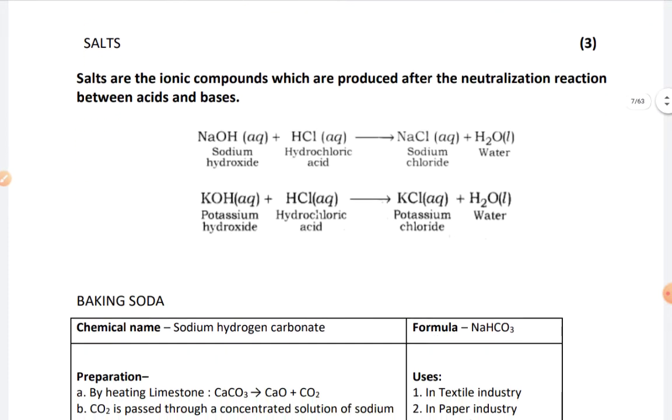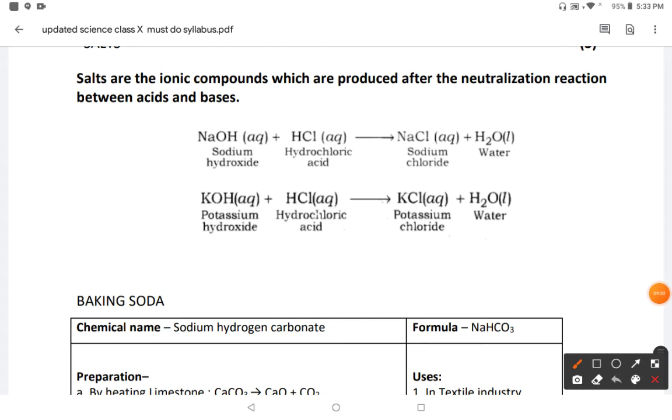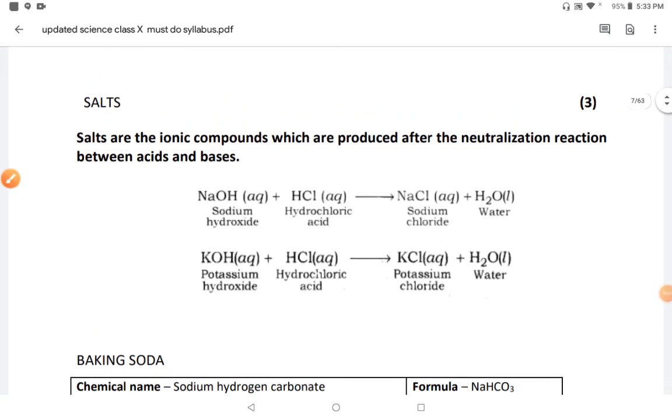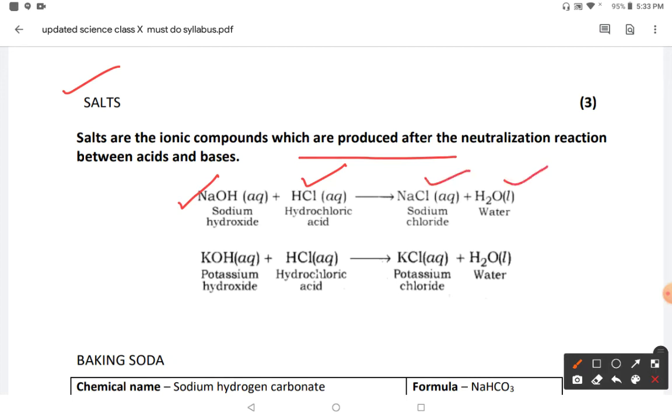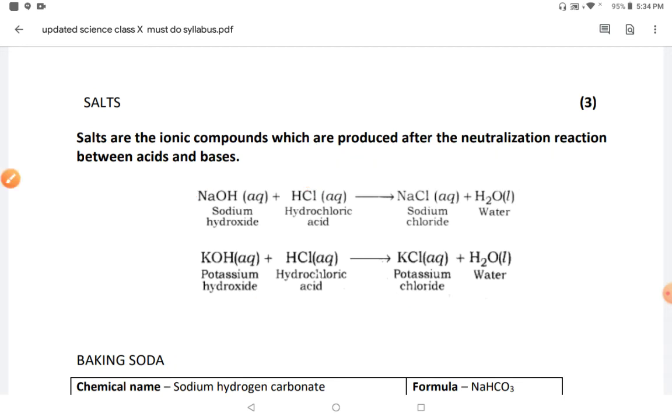Now in chapter 2 there are a few salts that we have to study, and these are very important salts which we have to study in detail. What are salts? First of all, salts are ionic compounds which are produced after the reaction between an acid and a base, and this reaction is called a neutralization reaction. When a strong base and a strong acid combine together, they form salt and water. Potassium hydroxide with HCl giving KCl and H2O is an example of a neutralization reaction.